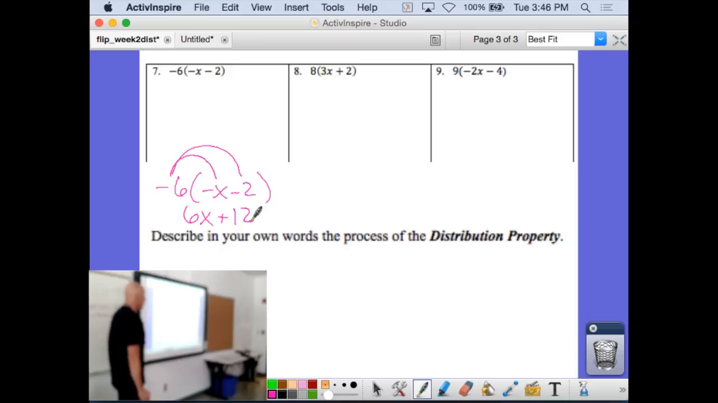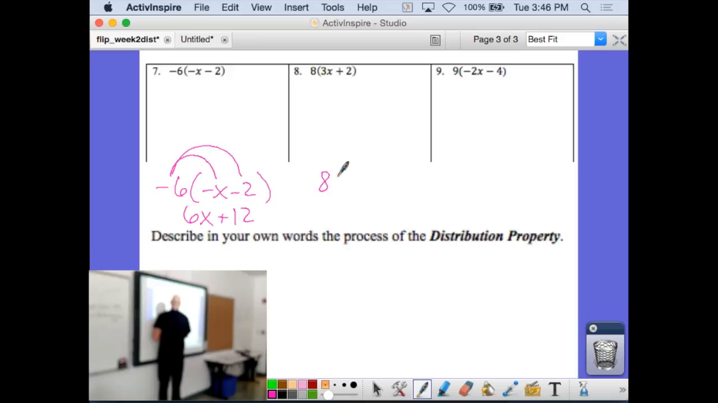All right. Number 8, fairly simple. 8 and then 3x plus 2. What's 8 times 3x? 24x. Right, 24x. And then what's 8 times 2? 16. Positive 16, so plus 16. All right.